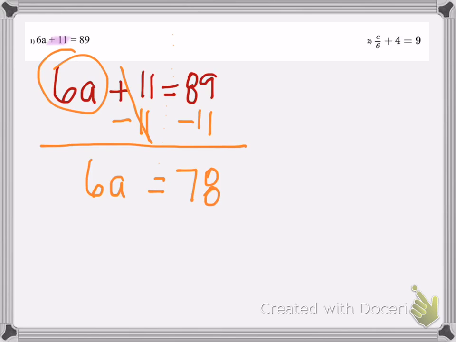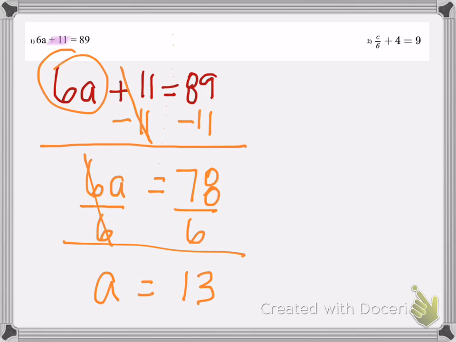Okay, so now I'm down to a one-step equation again, and this time there's multiplication involved. So I'm going to undo the multiplication with division. And the 6 divided by 6 becomes 1a, which is what we want. And 78 divided by 6 is 13. So we get a equals 13 as our answer.